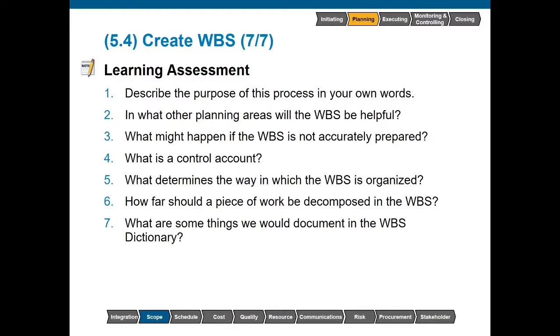What determines the way in which the WBS is organized? The scope management plan would state how the WBS is organized, and if we don't have that in there, then the project manager will just go ahead and decide.